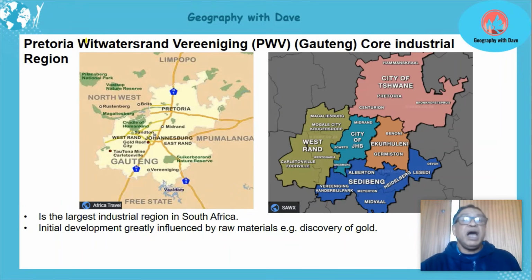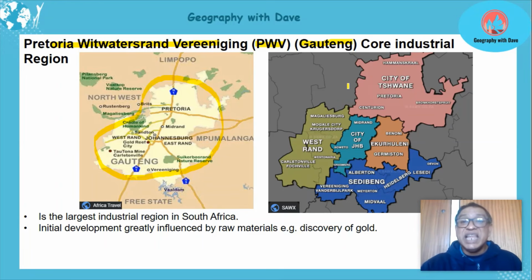Now let's start looking at this. If we look at the Pretoria Witwatersrand Vereeniging, also known in short as PWV, you'll notice I'll be using that PWV more often, but you must know that it stands for Pretoria Witwatersrand Vereeniging. Sometimes it's also called the Gauteng Core Industrial Region. So please note the different terminology, so that you don't make a mistake. Now you can see down here, learners. Those living in Johannesburg and Pretoria will be very familiar with this.